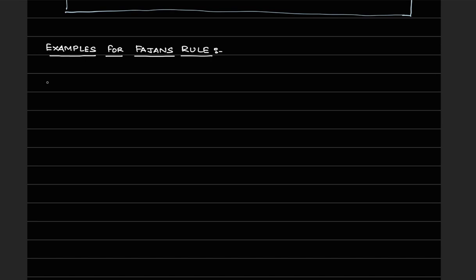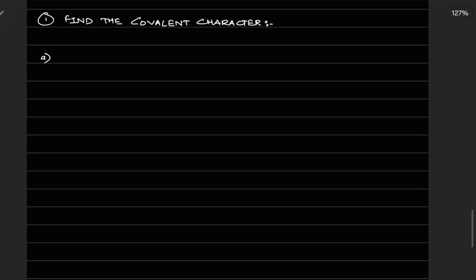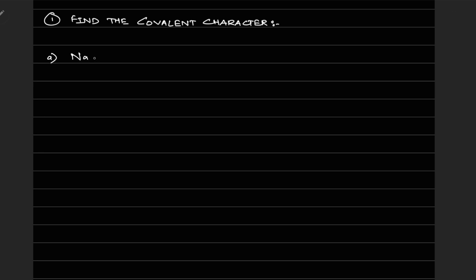Okay, so the very first question is: find the covalent character. The first set of examples that I give you is NaCl, KCl, RbCl. You have to determine who has the maximum covalent character, or who has the minimum covalent character, that is, the increasing or decreasing order of covalent character.